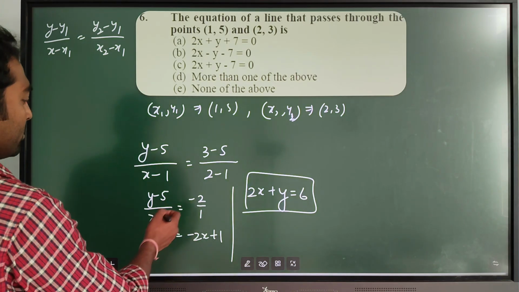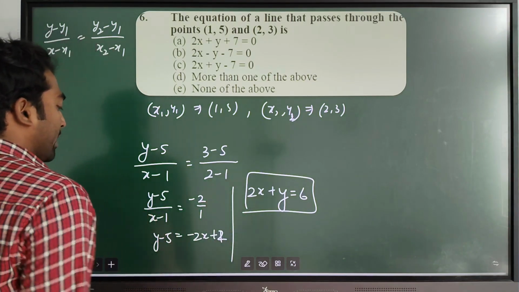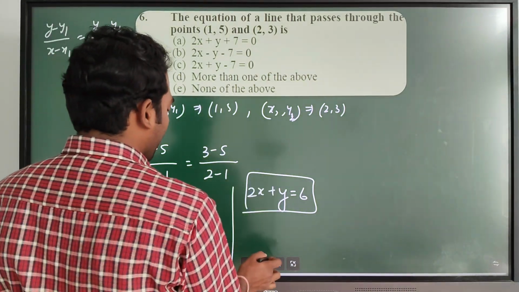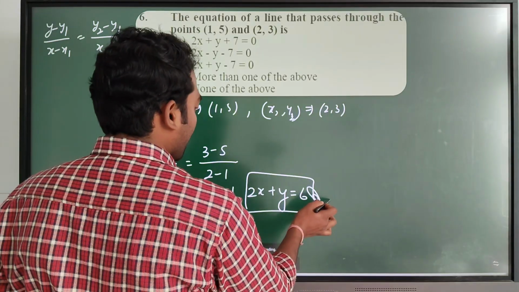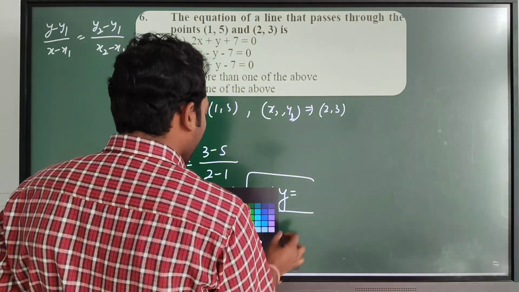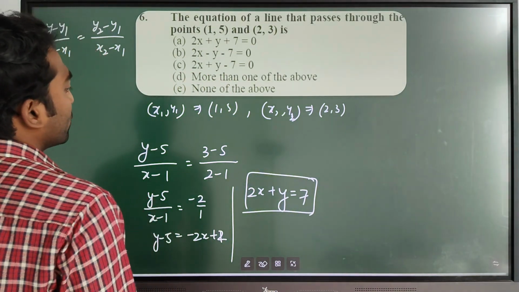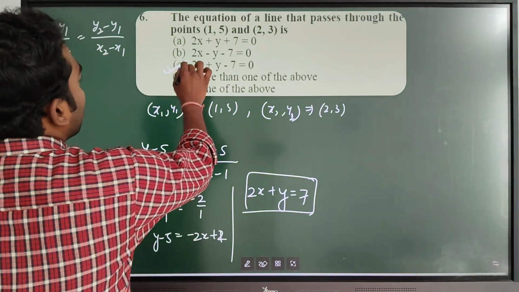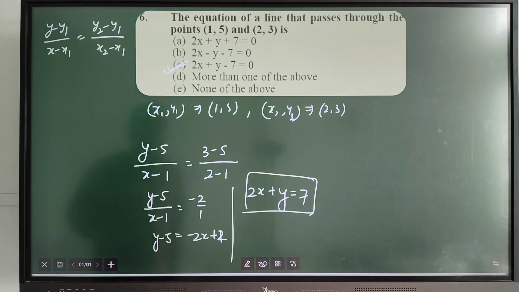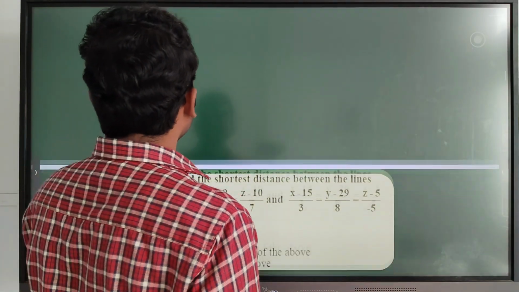Okay, here, sorry, minus 2x and plus 2, so it is 7. So 2x plus y is equal to 7, which means option C is the correct answer. Okay, so you can take this screenshot. Now we are moving to the next question.